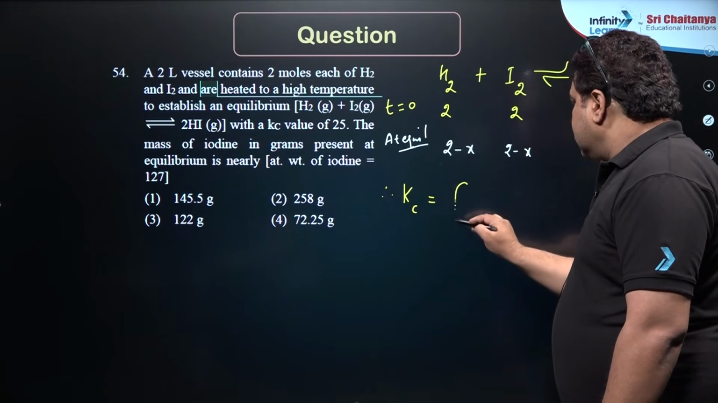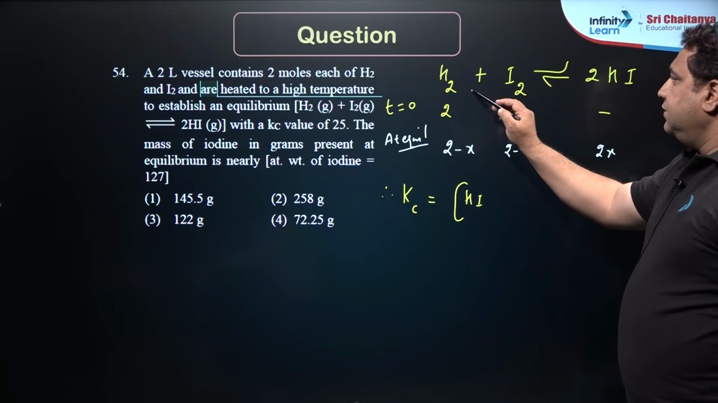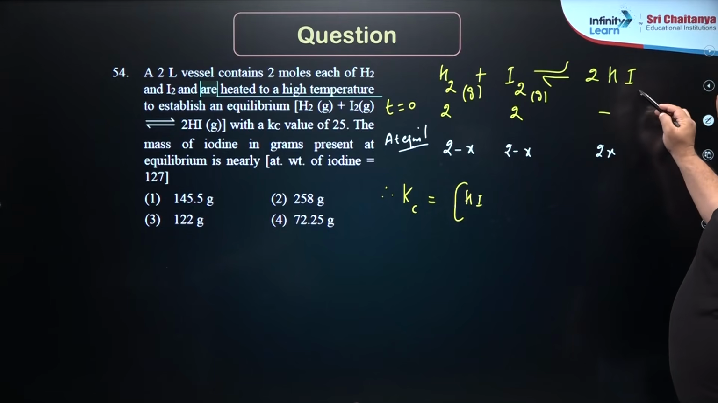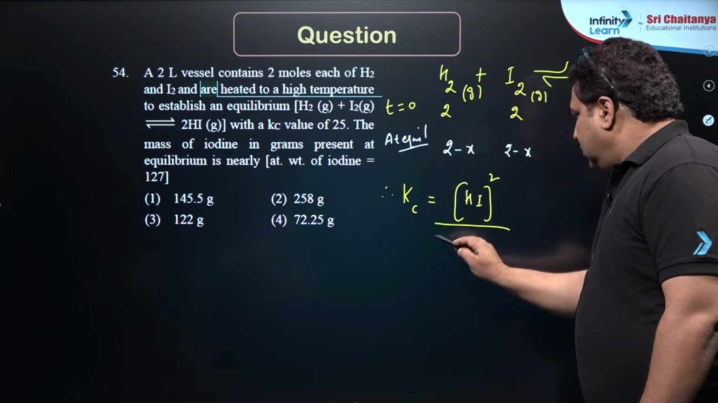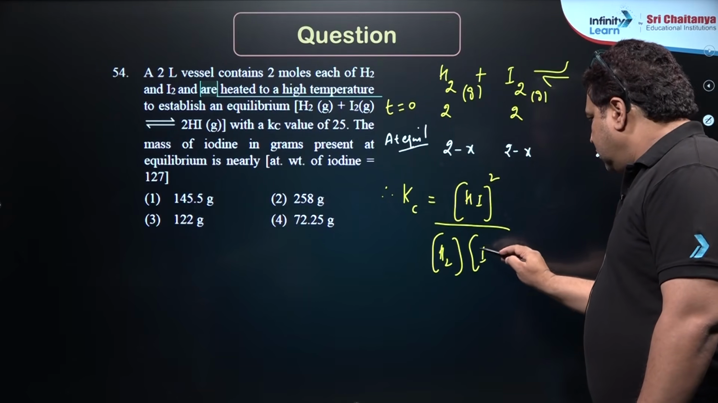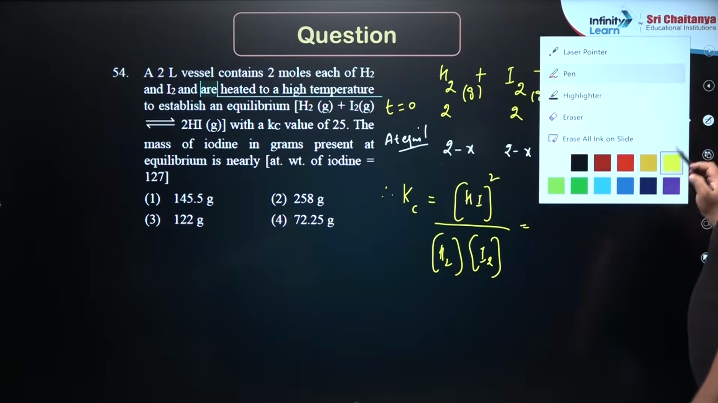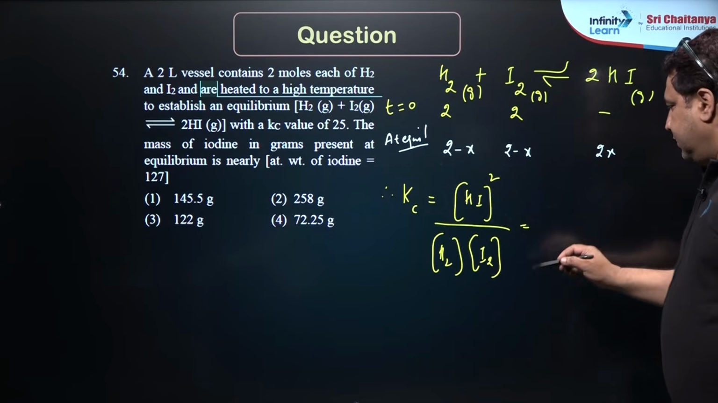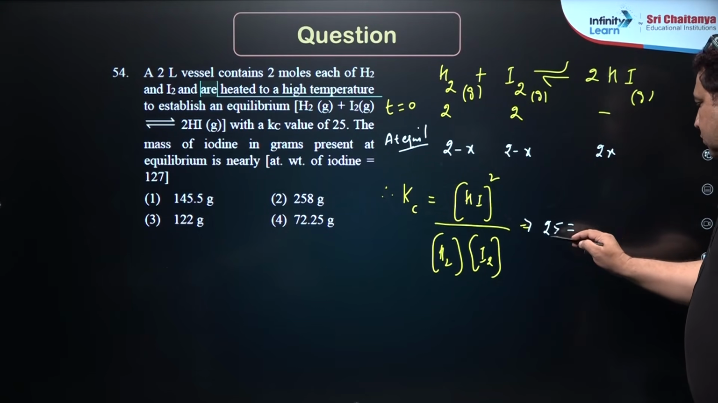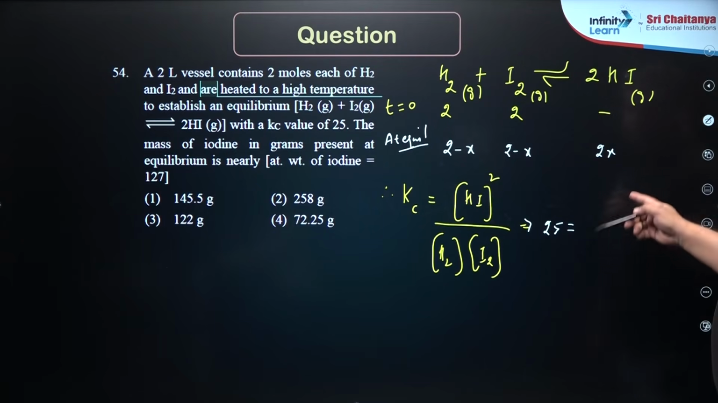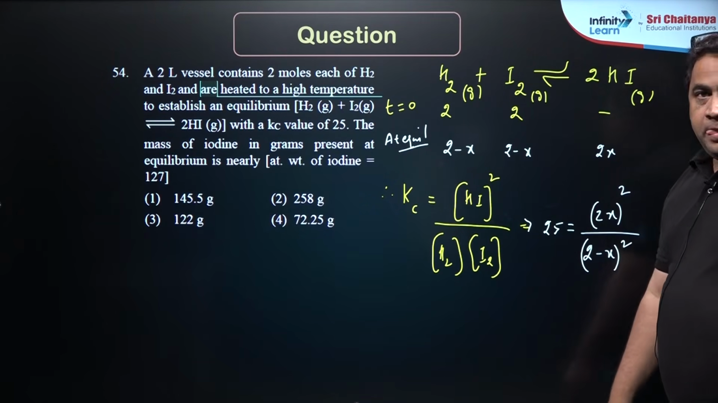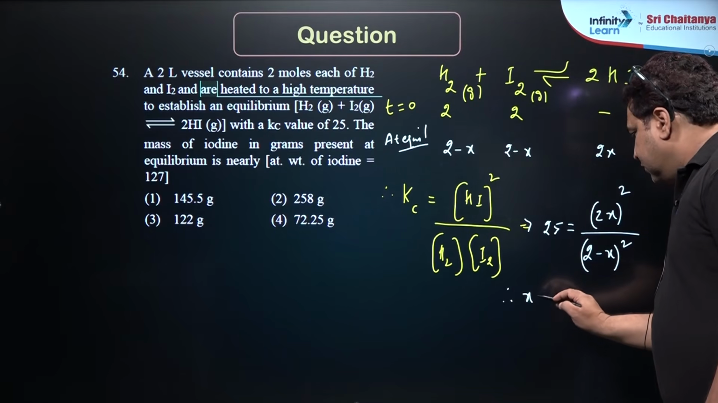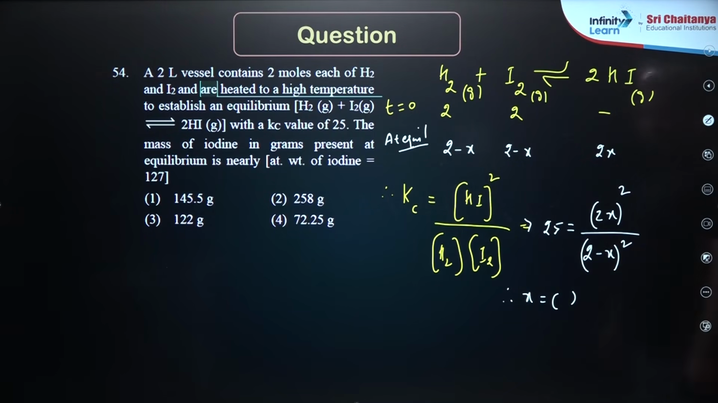Therefore, Kc is given. So Kc is equal to the concentration of HI. Don't forget this is gas, and this is gas, so you have to consider all the terms. So HI whole square upon hydrogen into I2. Now Kc is how much? 25. So 25 is equal to (2x) whole square upon (2 minus x) whole square, right? On solving this, you will get the x value. Correct? Yes, students.